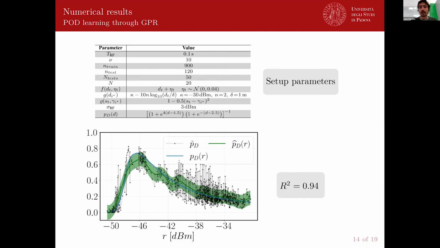Regarding the regression offline phase, we can see that from a simulative experiment, which is mandatory in this case, since we obviously don't know in real life the ground truth or the probability of detection, we get a regression score which is very close to one, which is the maximum. So the regression is quite good, even though the red markers, so the samples, are quite noisy. Anyway, the Gaussian process regression is quite robust to this kind of noise.